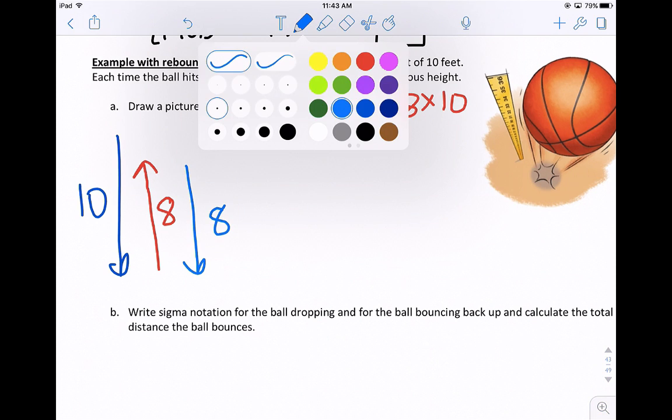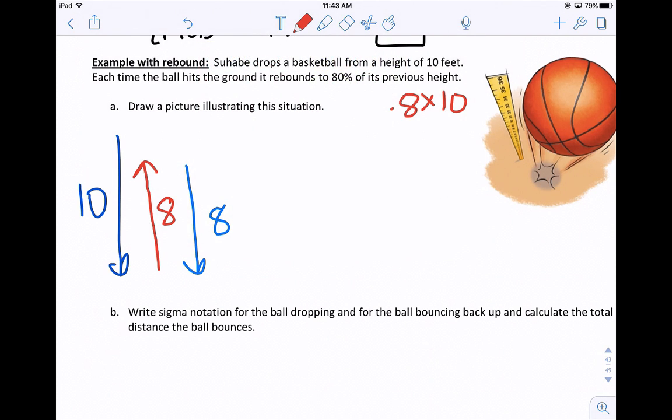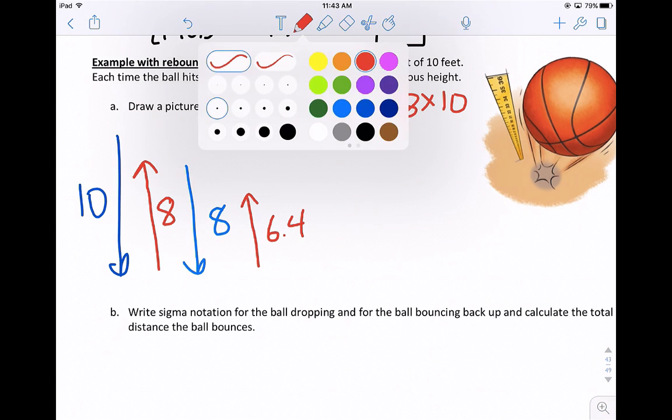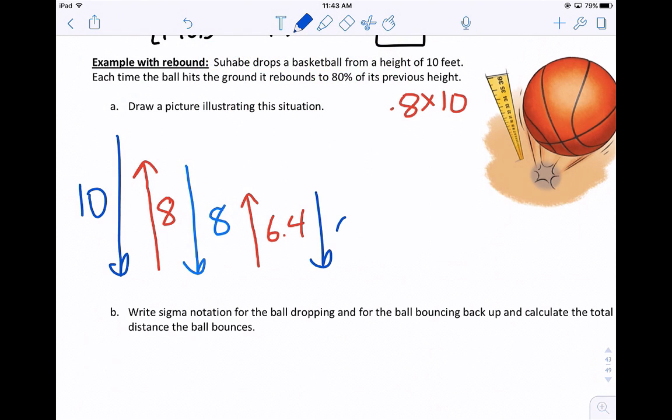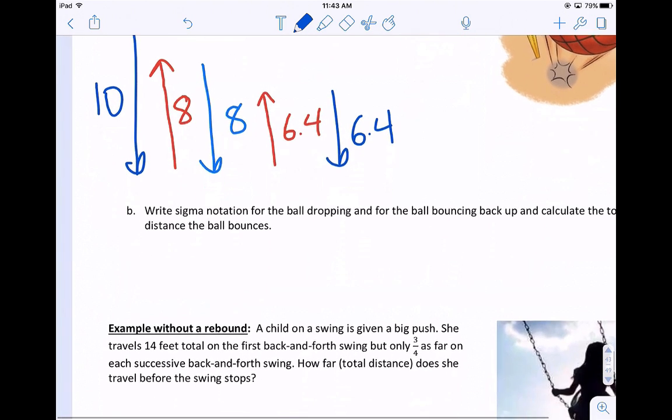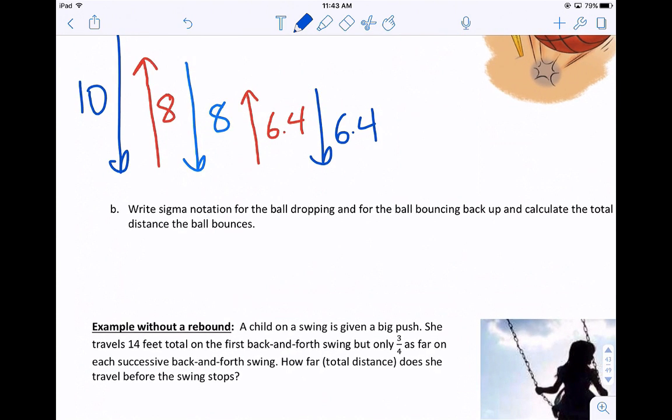But then it goes down 8 feet. But then it rebounds to 80% of its height. So if we take 0.8 times 8, we get 6.4. But then it goes down 6.4, and so on. So if we write the sigma notation, there's actually 2 sequences. There's the up sequence in red and the down sequence in blue. So I'll do the blue ones first.